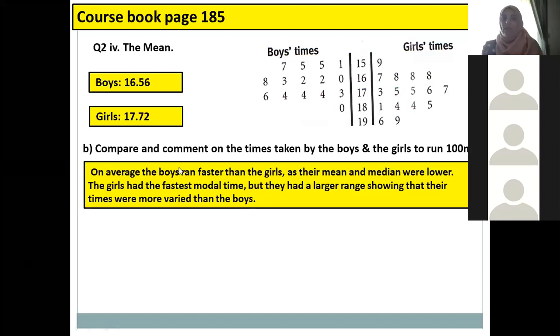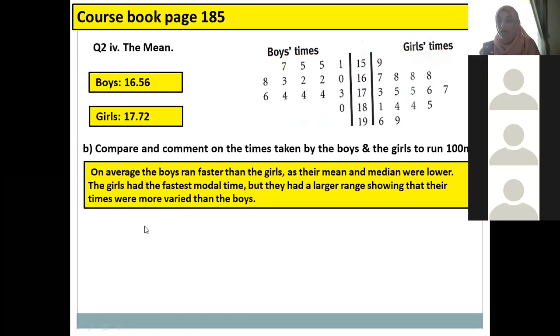So when we are comparing directly, look at the first words they started with: on average, the boys ran faster than the girls. How did they know they are faster than the girls? Look at the mean, for example. The mean for the boys is 16.5 while for the girls it is 17.7. The lower mean means less time, and that means they are faster. In general, the boys are faster than the girls, because their mean and their median are lower than the girls'. That's it. Clear? Any questions so far?